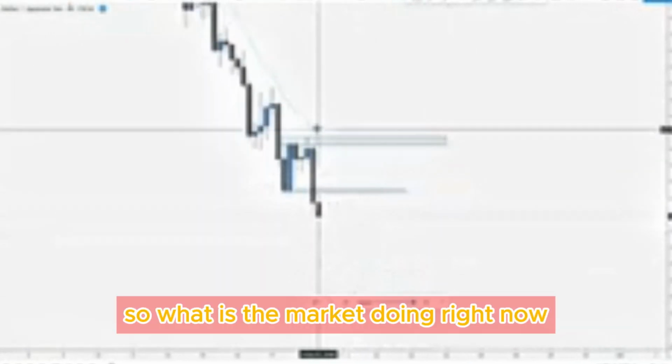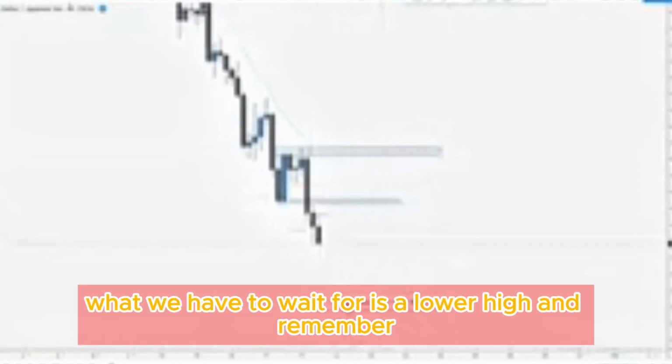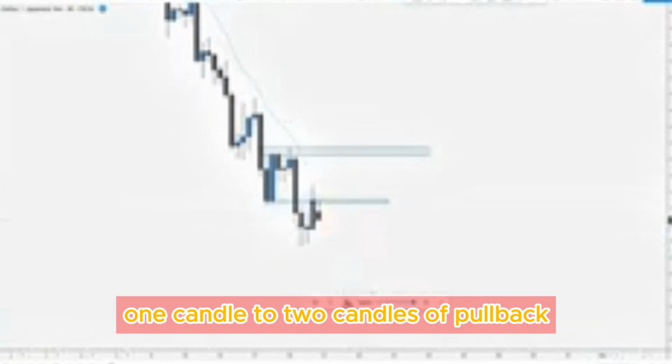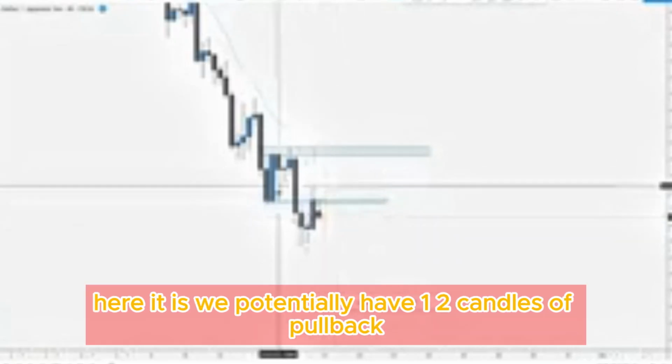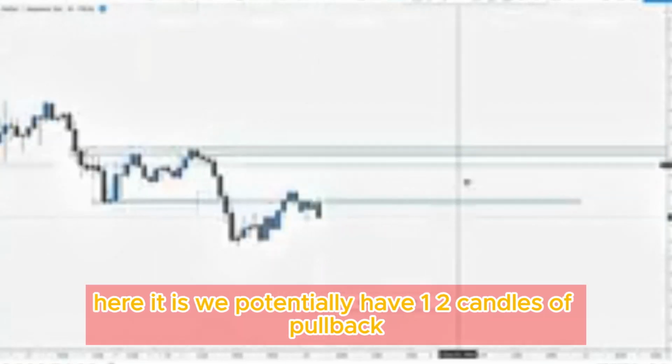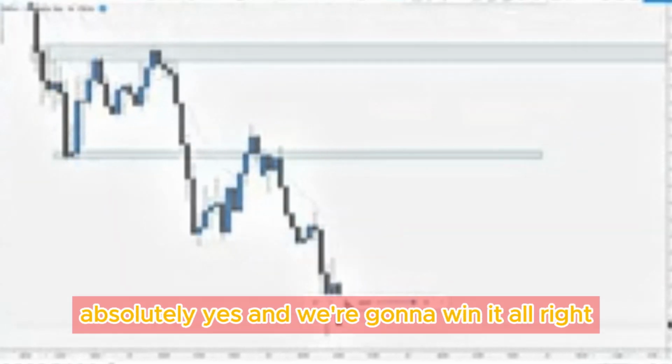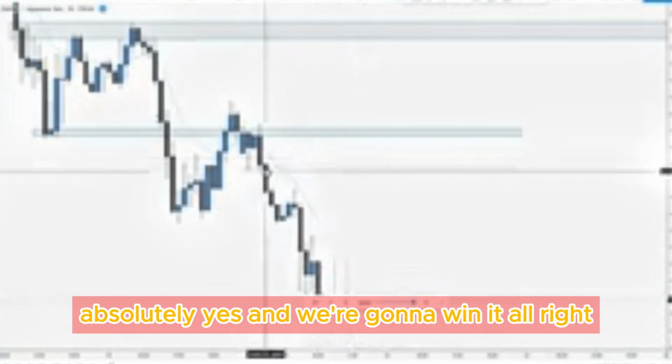So what is the market doing right now? It's creating a lower low. What we have to wait for is a lower high. And remember, 1 candle to 2 candles of pullback. Here it is. We potentially have 1, 2 candles of pullback. We can go to the hourly time frame. We have a bearish engulf. Can we take a trade? Absolutely yes. And we're gonna win it. Alright, this is our trade.